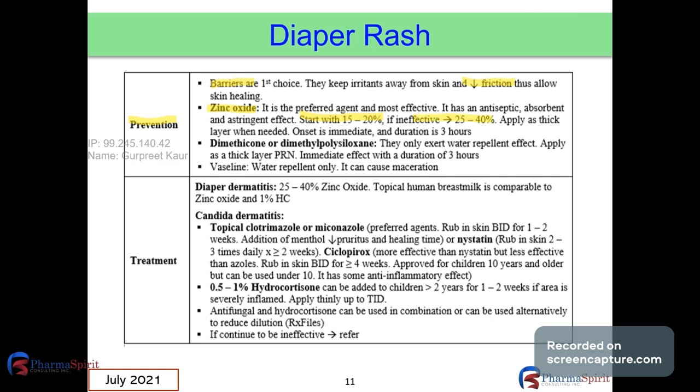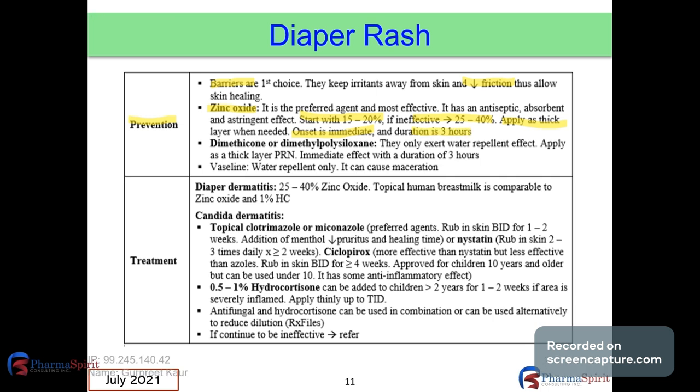And when we apply zinc oxide as a barrier, we need to apply it as a thick layer when needed. And usually, when we say when needed, this is usually when the baby urinates and we need to change the diaper, or if there is a stool and we need to change the diaper. That's when we usually apply another layer of zinc oxide. The onset is immediate, it works right away, and the duration is 3 hours.